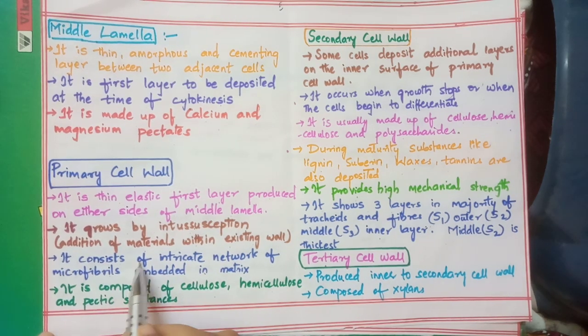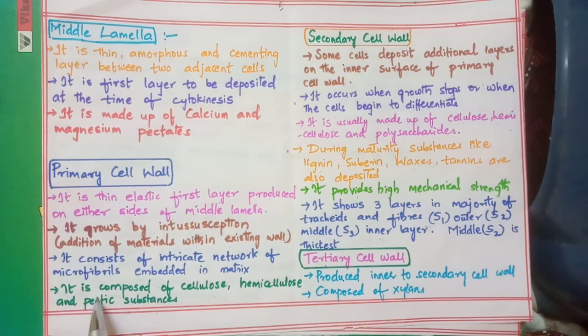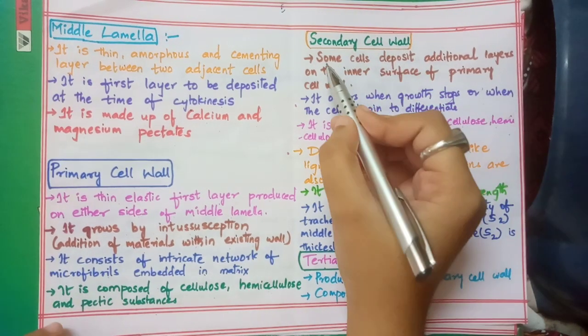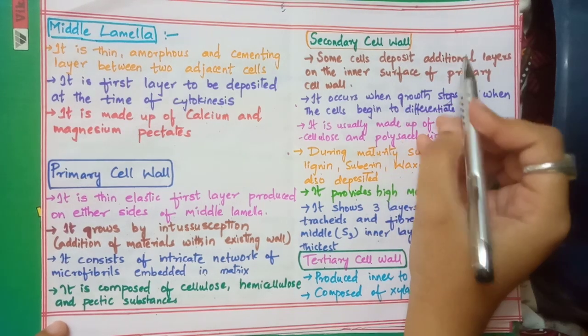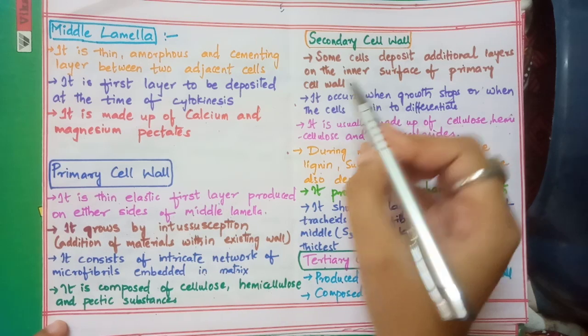It consists of an intricate network of microfibrils embedded in the matrix. Here the microfibrils act as a cytoskeleton to provide a proper shape to the plant cell. It is composed of cellulose, hemicellulose and pectic substances. Then coming to the secondary cell wall, some cells deposit additional layers on the inner surface of the primary cell wall.